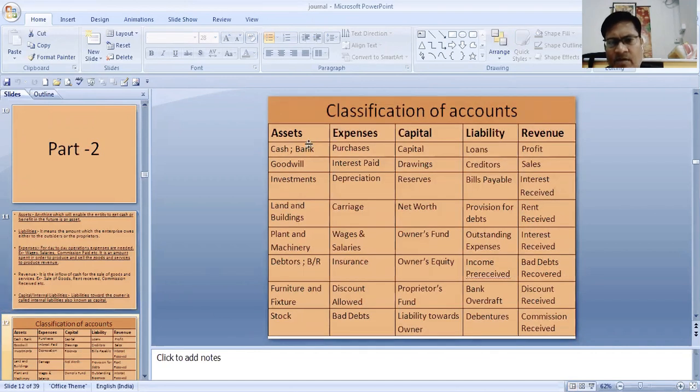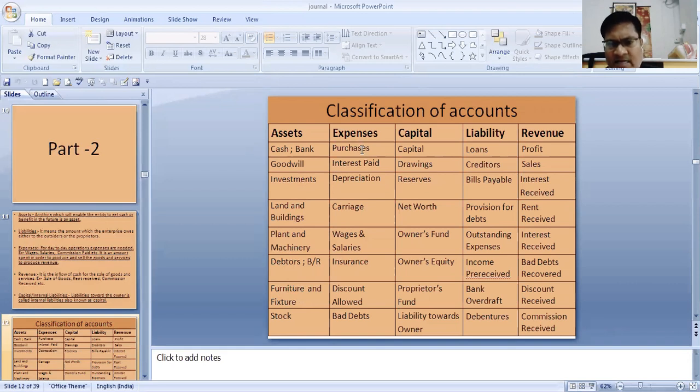Over here, we have classified into asset. They are cash, cash in hand, bank, that is cash at bank, goodwill, investments, land and building, plant and machinery. Plant means many machinery together. Debtors, bills receivable, furniture and fixture, stock. One thing common is that all of them give us benefit to the business.